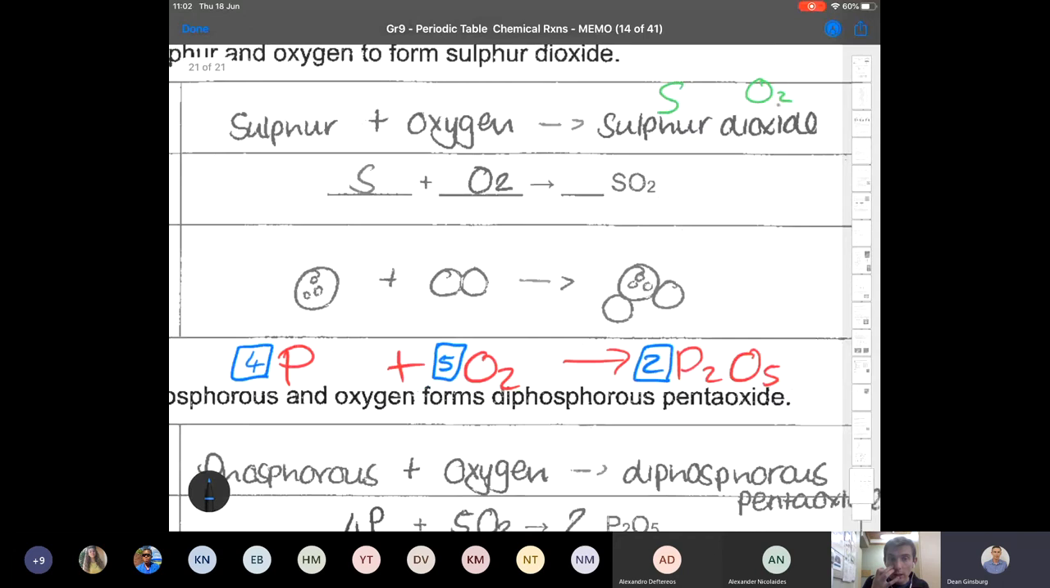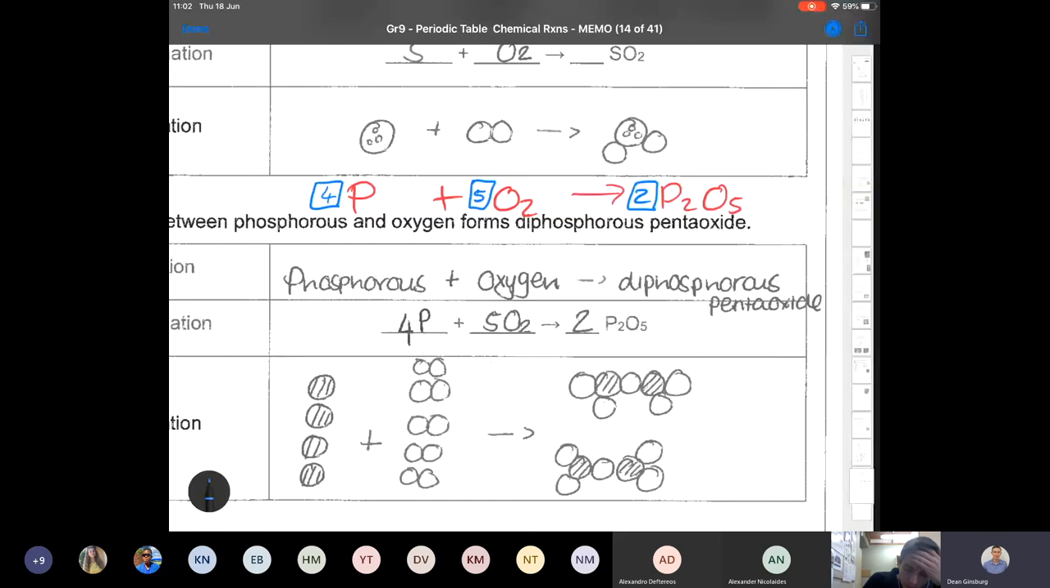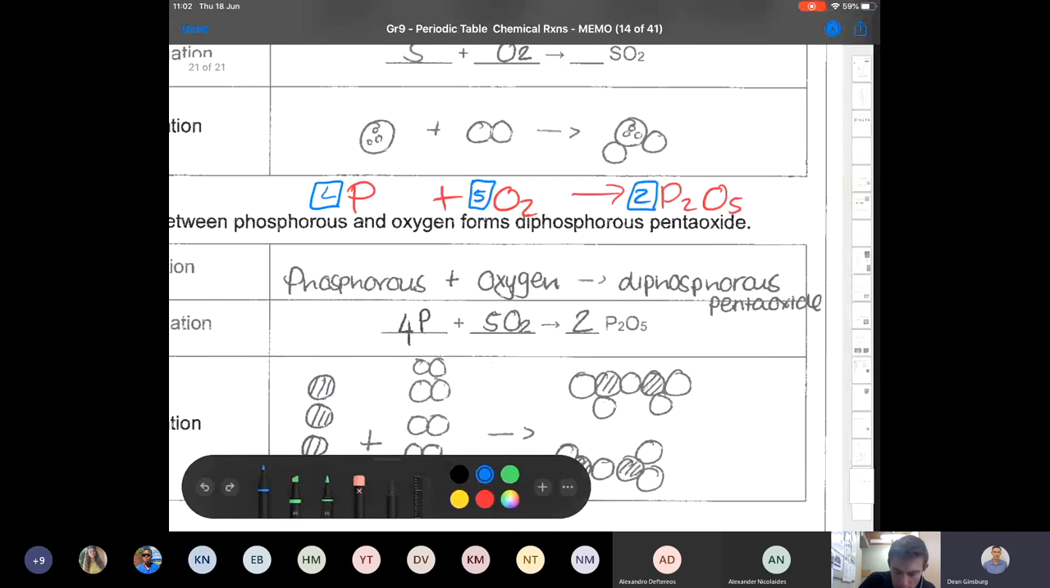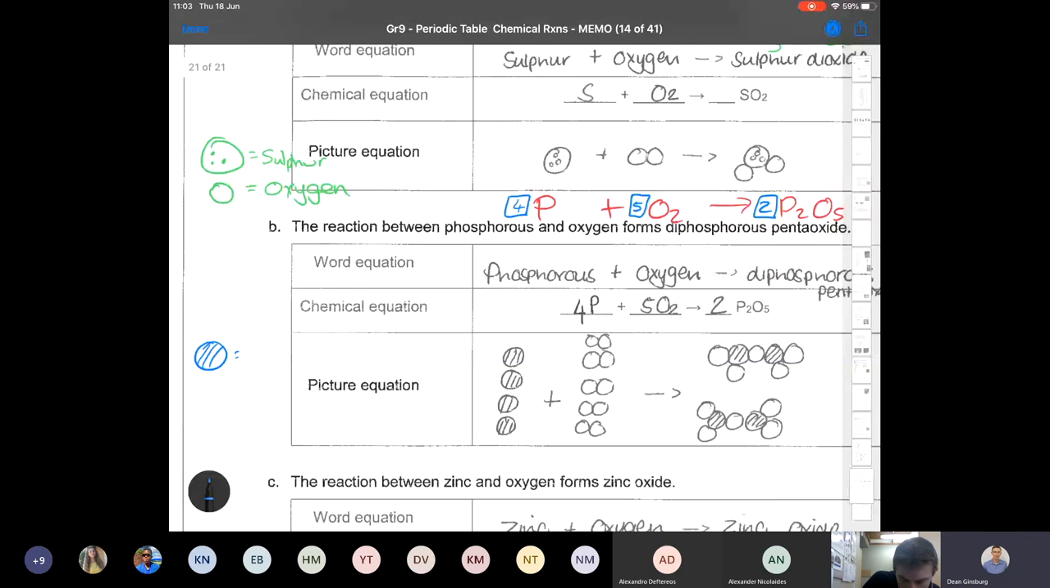Guys, if you struggle a little bit with this, then it should be a little bit easier once you've done the picture equation. Okay, so here's the picture equation. At first, we would have had just what I'm going to circle in blue. So P plus O2 to give P2O5. And then that will help you balance it. There needs to be a key. So your key would have to be that this is phosphorus, and then the empty circle is oxygen. Okay, so there's your key that I've written in blue.